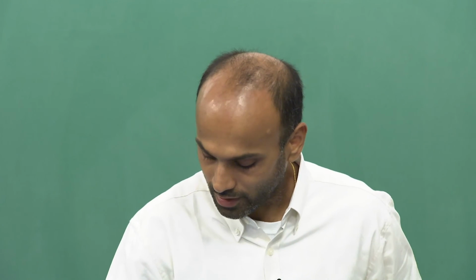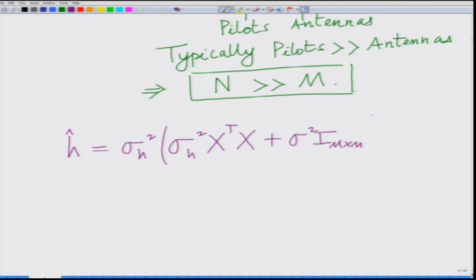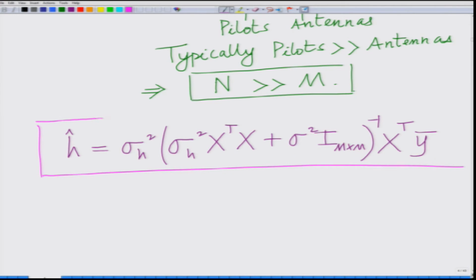So, let me again write that down and summarize that. The final channel estimate is h hat equals sigma h square times sigma h square x transpose x plus sigma square times the m cross m identity matrix, inverse, times x transpose into y bar. Okay. So, this is the LMMSE estimate.